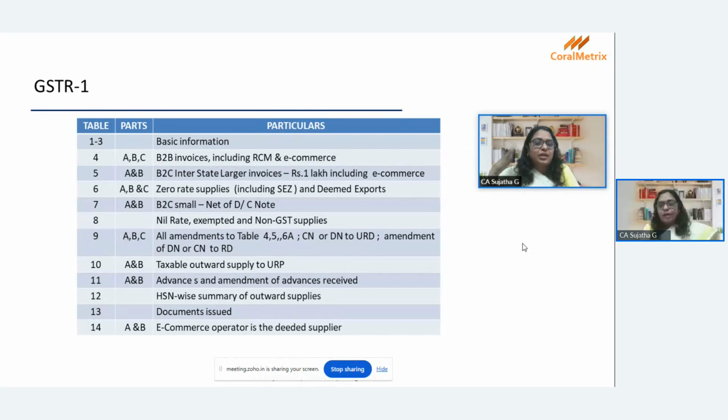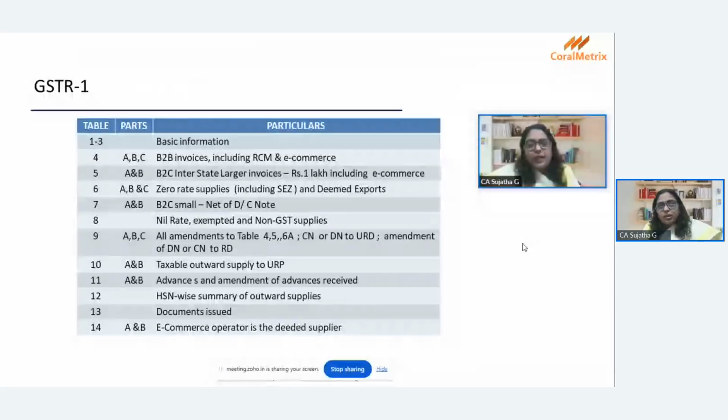Then table 5 is all about B2C, and also the interstate large invoices. Whenever there is an interstate supply to a B2C customer, earlier the limit was 2.5 lakhs. Now that has been reduced to 1 lakh.